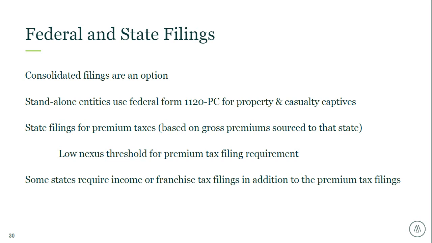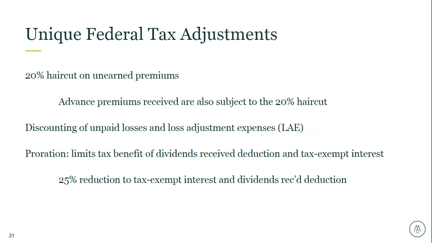There will be state filings for premium taxes paid in some of the states. It's based on gross premium sourced to that state. It's a low nexus threshold. So if you're registered and issuing premiums in a particular state, then you should be checking to see if you have premium taxes. Some states will require an income or a franchise tax filing in addition to premium tax filings. That's not as common, but it's something that you have to research when you set up a captive.